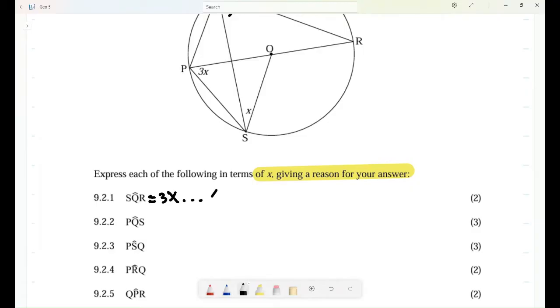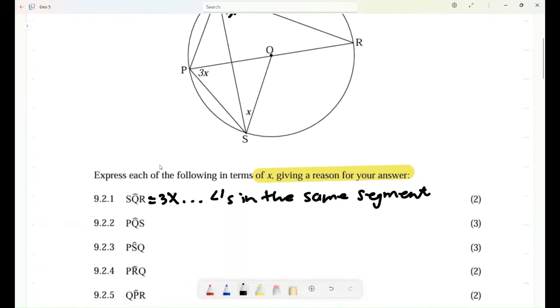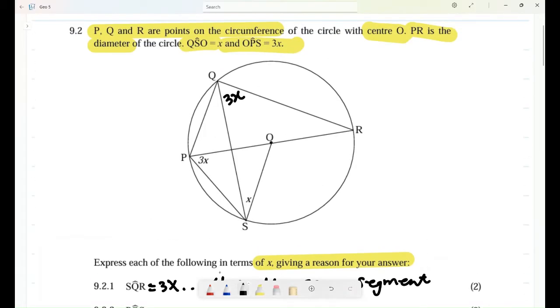Rather, we'll say angles in the same segment. You should know all these reasons. They are very important. Now let's see another one. PQS. You know, I always struggle to name angles like this. I prefer that the examiner would say Q1, O1, O2, O3. But sometimes the examiner will never ask the question the way you want it. So you have to learn.